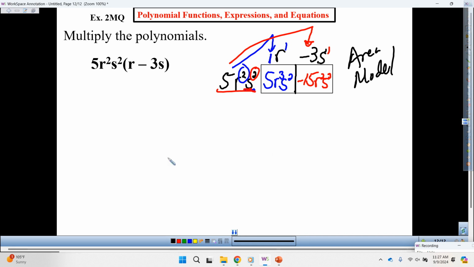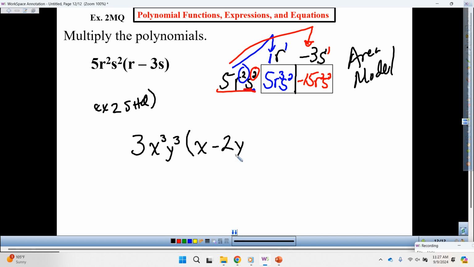All right, so I'm going to give you one to do with the area model. I want to see it like this. Example 2 Shazam cubed. Here we go. 3x cubed y cubed, parentheses, x minus 2y. Multiply that using the area. Multiplícalo usando el área.